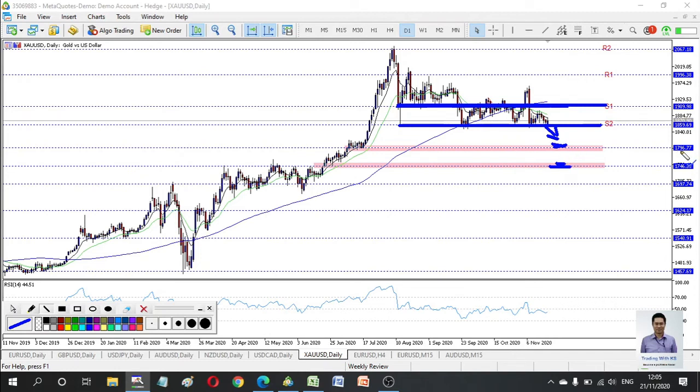1796 and 1746. But generally for me, and I advise all new traders, follow the trend. The trend is your friend. Remember this. Always trade following the trend.